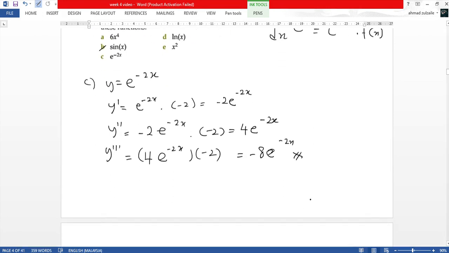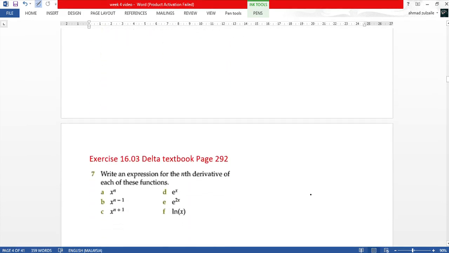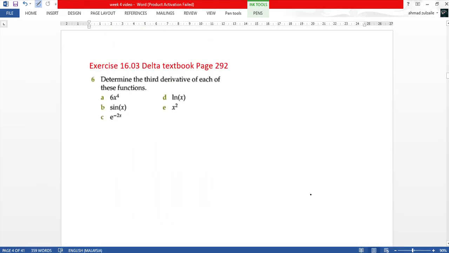Okay, moving on. Question D. A done, B done, C done. Okay, D. Y equal to ln x. Next, differentiate natural logarithm. Y equal to ln x. Y prime becomes 1 over x. Right, so y prime is 1 over x. But usually we bring up the denominator, it becomes x power of negative 1.